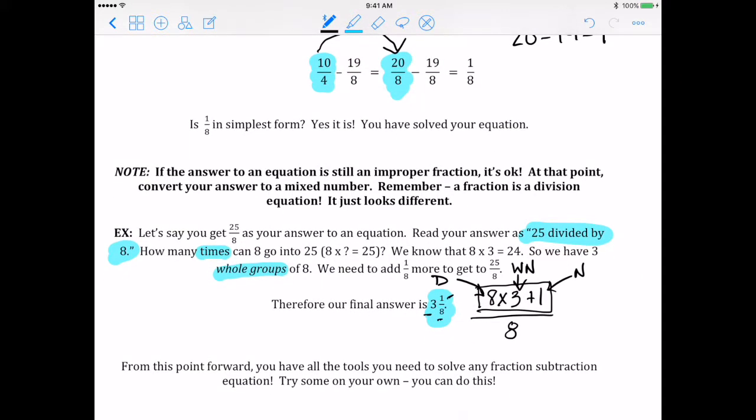All right. So from this point forward, you have all the tools you need to solve any fraction subtraction equation. Try some on your own. You can do this. Good luck.